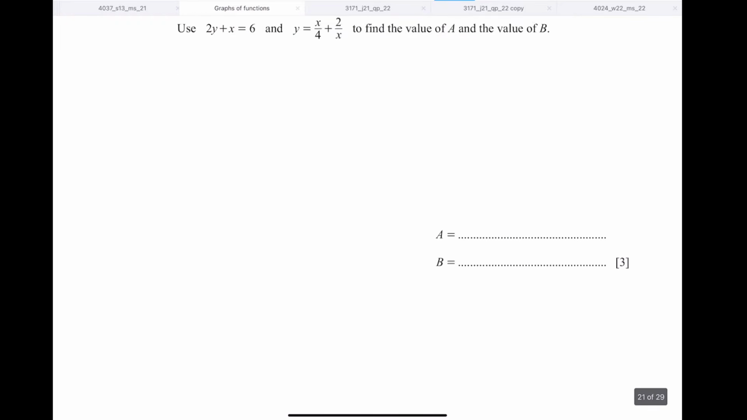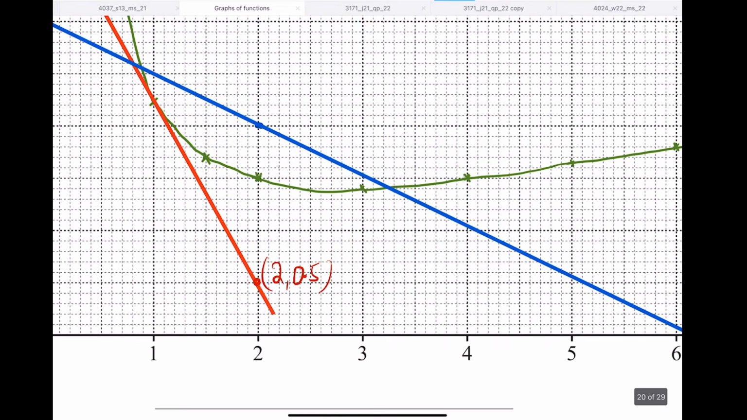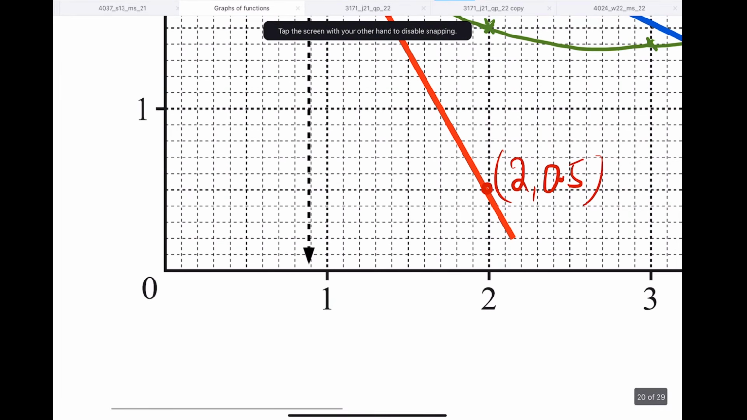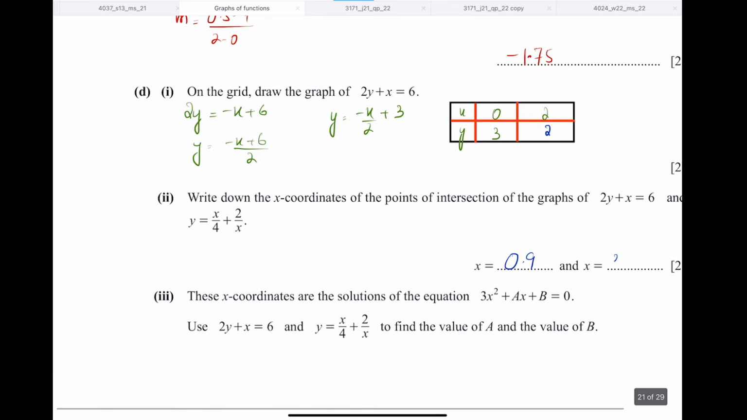And then it says, write down the x coordinates of the points of intersection of the graph 2y plus x equals 6 and y equals x upon 4 plus 2 upon x. So let's write down the points. So here is 1 point. This is 3.12, in between 3.2 and 3.3, so 3.25 it is. And then here is another. This is thankfully not in between anything, but just 1 point before 1, so it's going to be 0.9. So 0.9 and 3.25 are your final answers. There you go. Okay, so if you guys have any questions, feel free to ask.